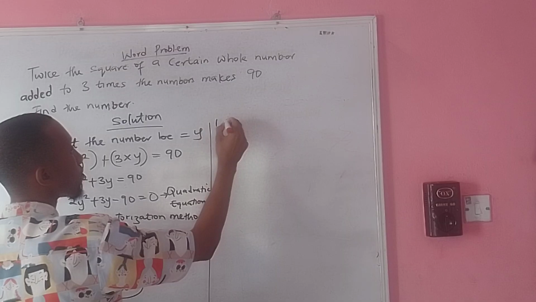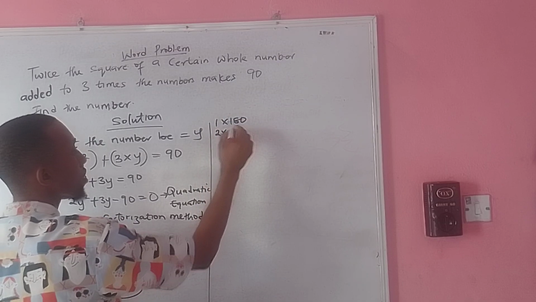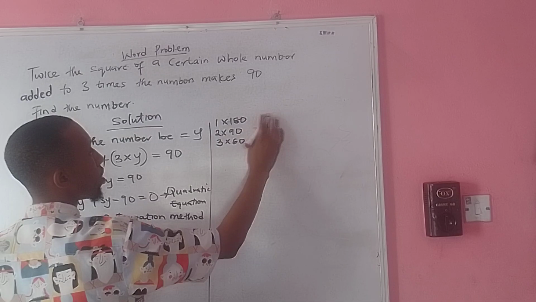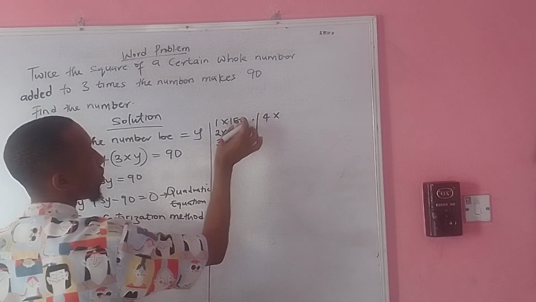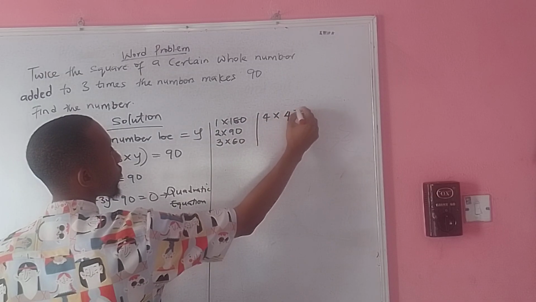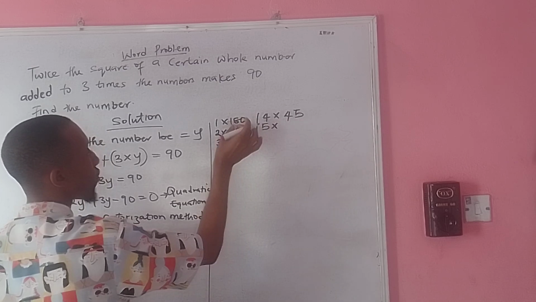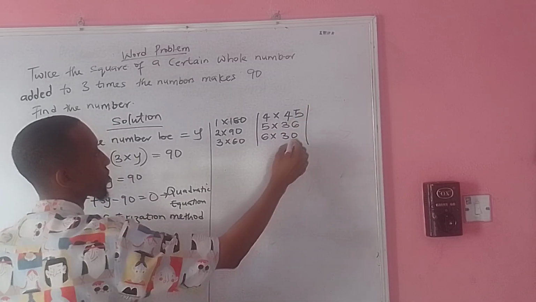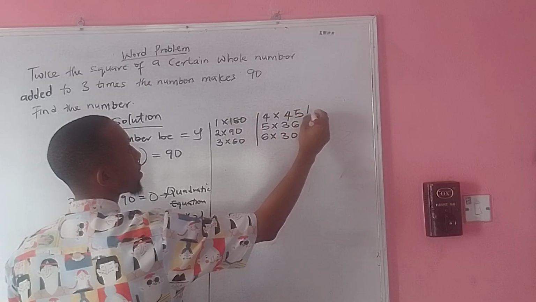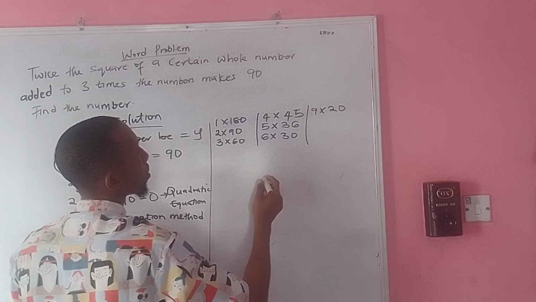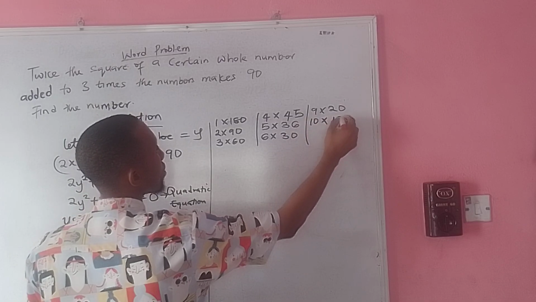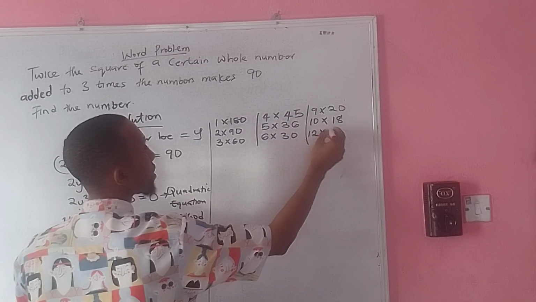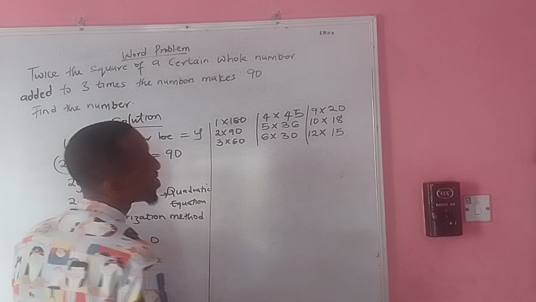1 times 180 will give me 180. 2 times 90 will give me 180. 3 times 60 will give me 180. 4 times 45 will give me 180. 5 times 36 will give me 180. 6 times 30 will give me 180. 7, no. 8, no. 9 times 20 will give me 180. 10 times 18 will give me 180. 11, no. 12 times 15 will give me 180. Boom, I can stop here.